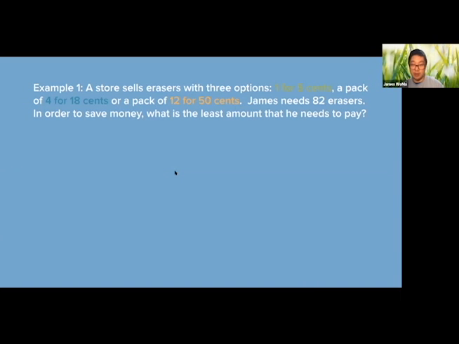All right, let's start going over this. So let me go first. A few people I know who finished it. So Isabel, what kind of method did you use to do this? Okay, so I know that 12 for 50 cents is the best deal, 4 for 18 cents is the second best deal, and 1 for 5 cents is the third best deal, or the worst deal.